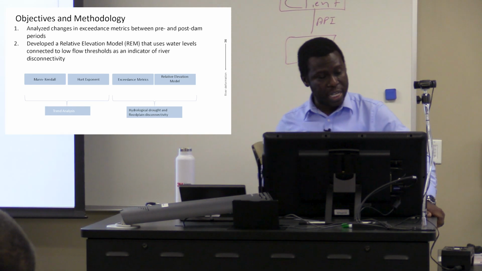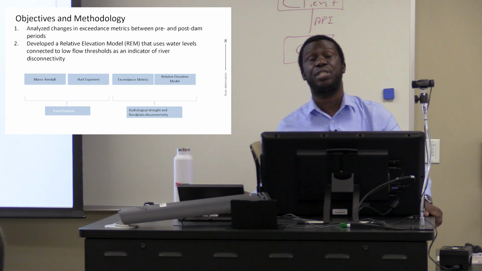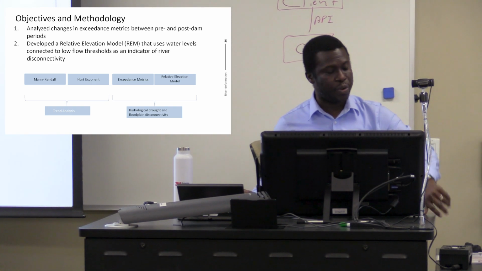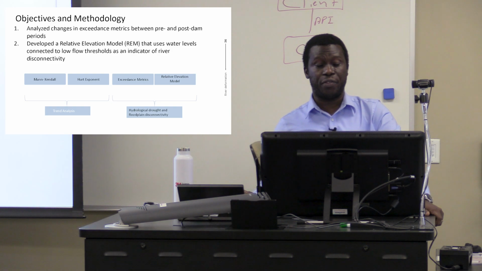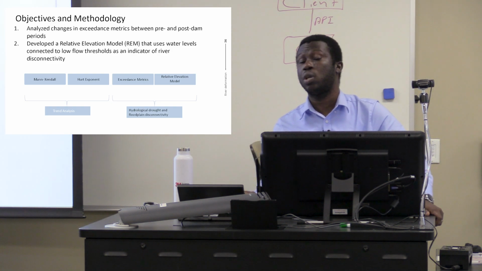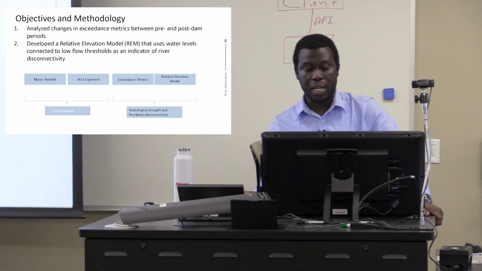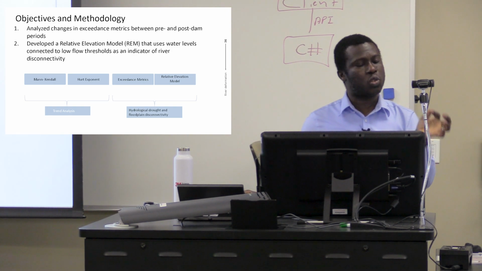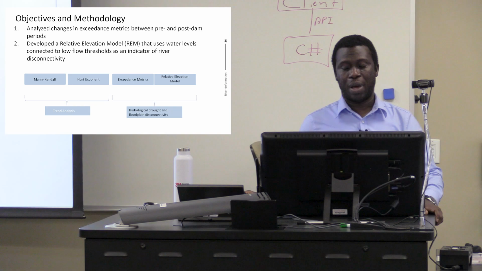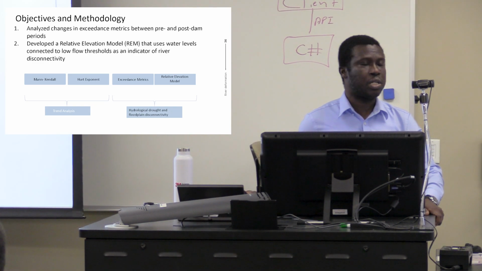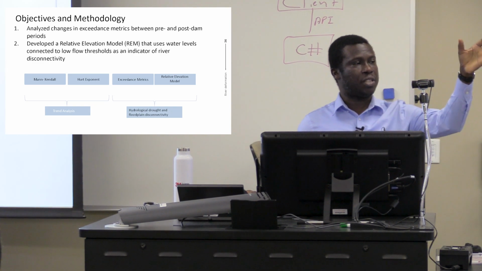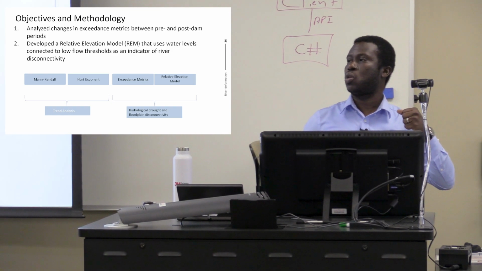The first thing we did was to analyze changes in drought characteristics between pre-dam and post-dam periods, and we also developed a relative elevation model, which you can also call a relative surface water model, that uses water levels connected to low flow conditions as an indicator of river disconnectivity. So the relative elevation model is connected to water level.